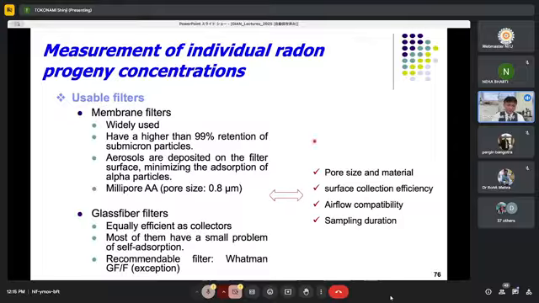So the important points are pore size and material, and surface collection efficiency, which determine which filter is the best. We use this index. Also, airflow compatibility and sampling duration.